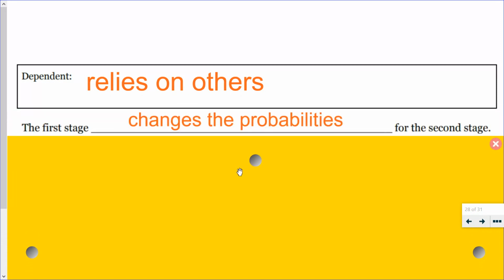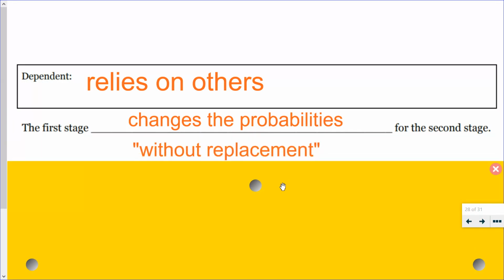So what that means is that the first stage of whatever our experiment is, or whatever we are finding the probability of, is going to change the probabilities for the next stage, for the second stage, and so on and so forth. So whatever happens before has an impact.